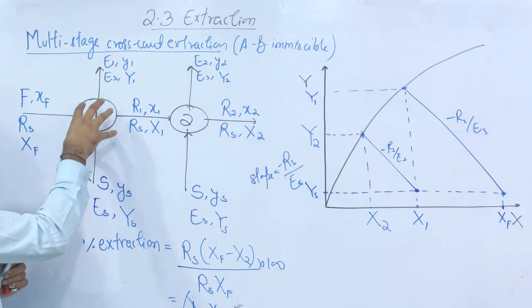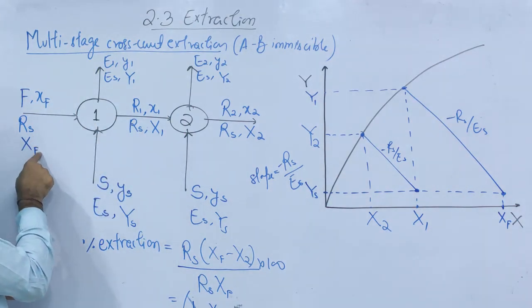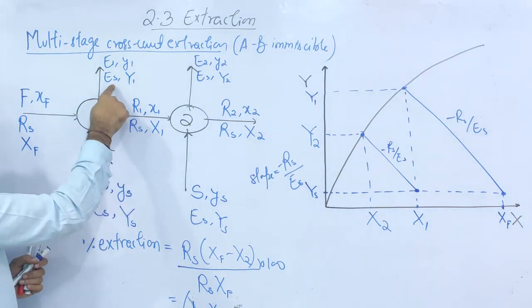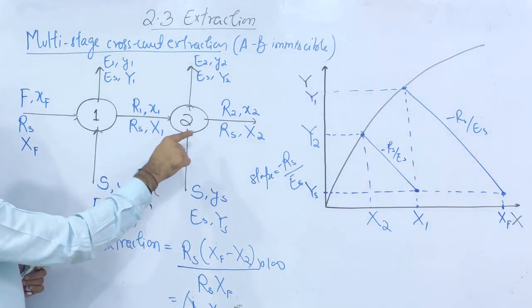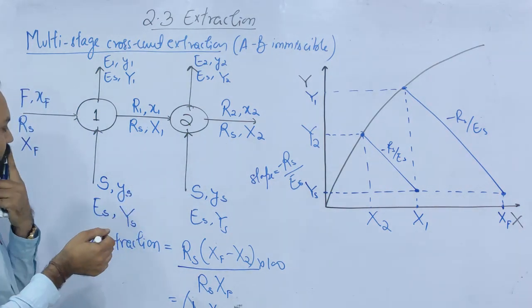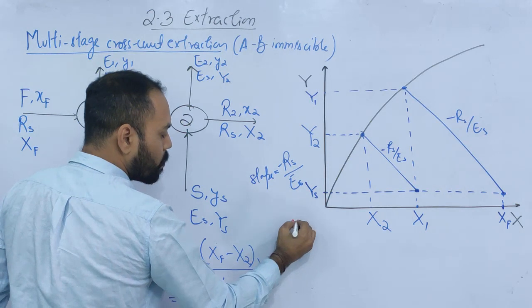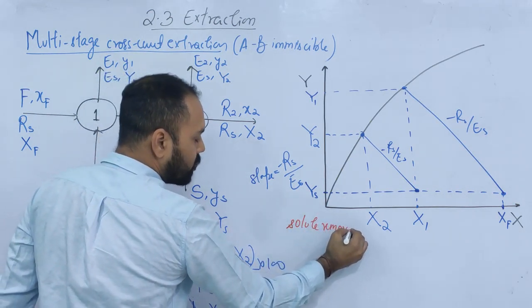What is the amount of solute removed in the first stage? That you can write as Rs into Xf minus X1 or Es into Y1 minus Ys. What is the solute removed in the second stage? Let me also write the solute removed in the first stage.